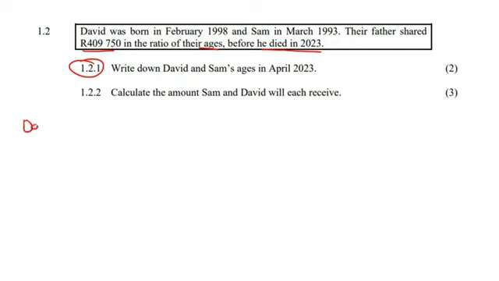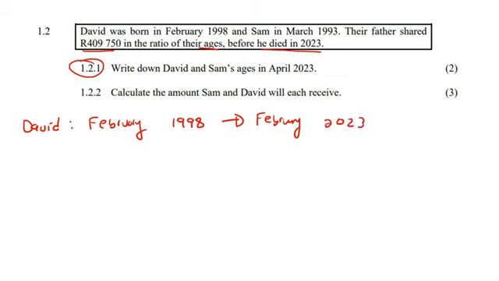Okay, let's start with David. So David was born in February of 1998. Let's quickly take him to February of 2023. Well, that would put him at 25 years old. You might just need to think about that for yourself, but he's 25 years old in February, and because we are in April, that means he's had his birthday, so he is 25 years old.